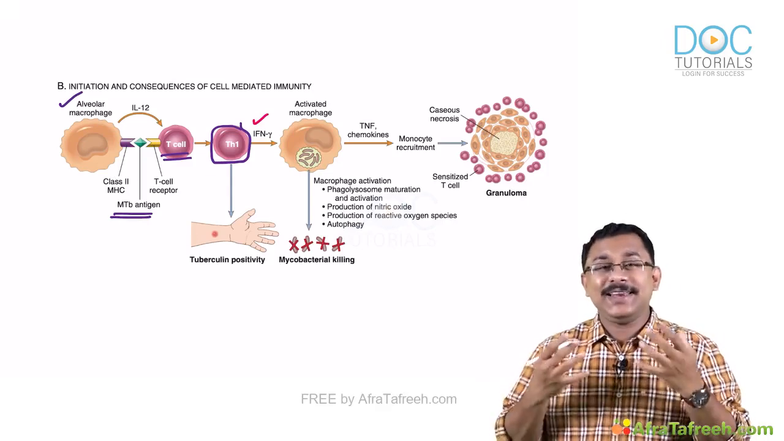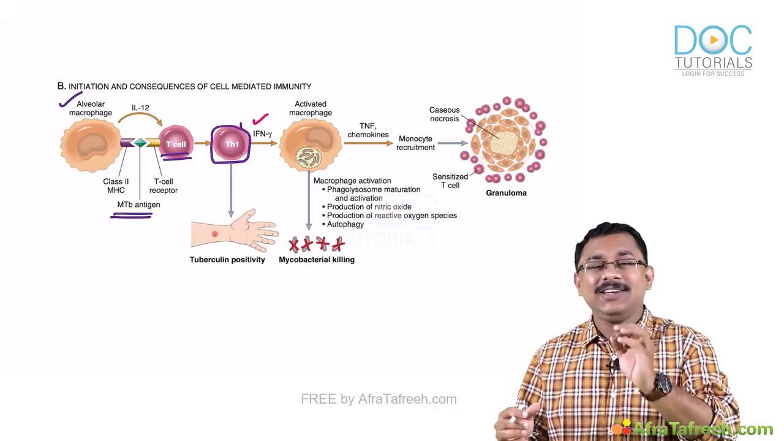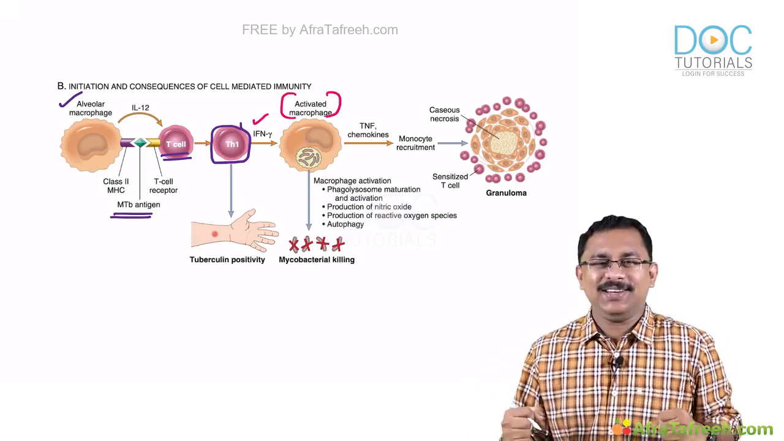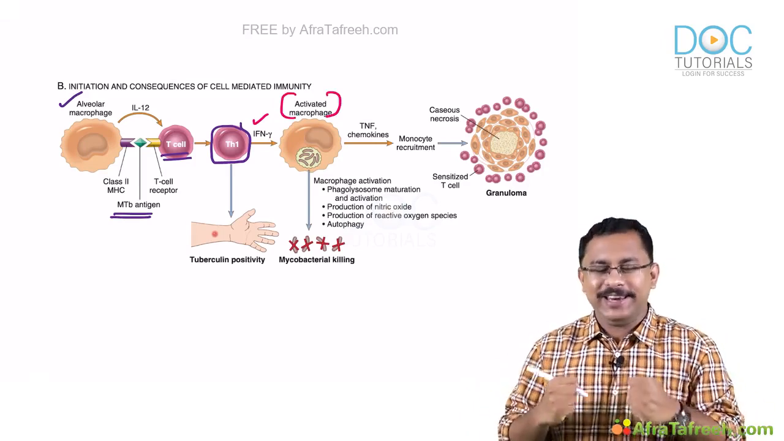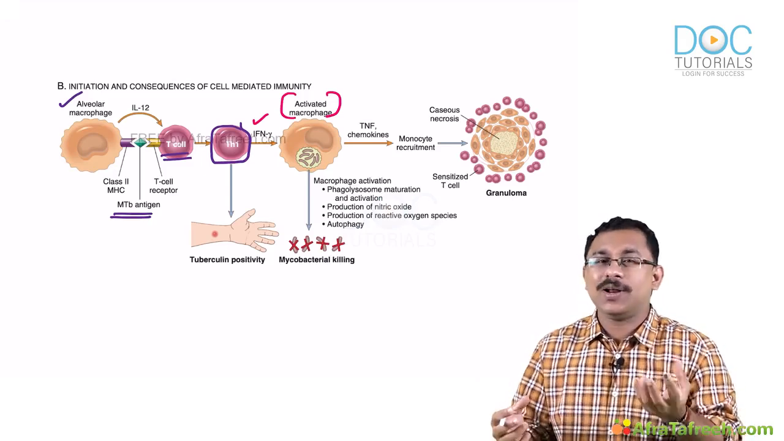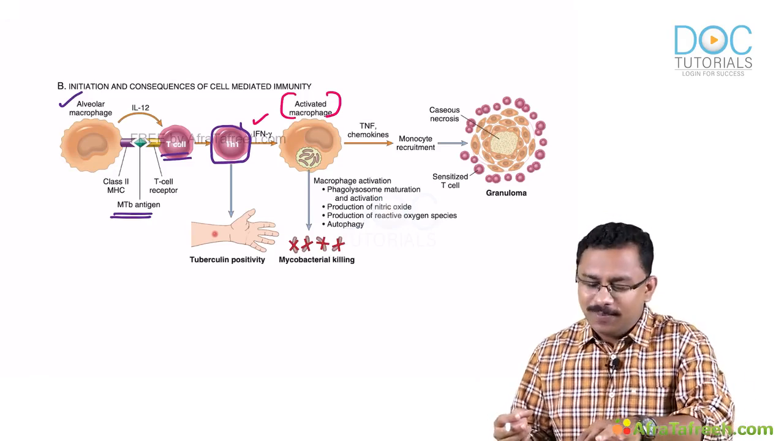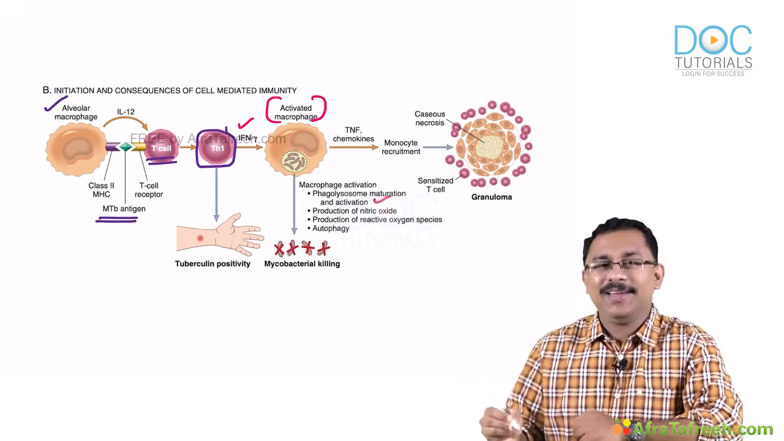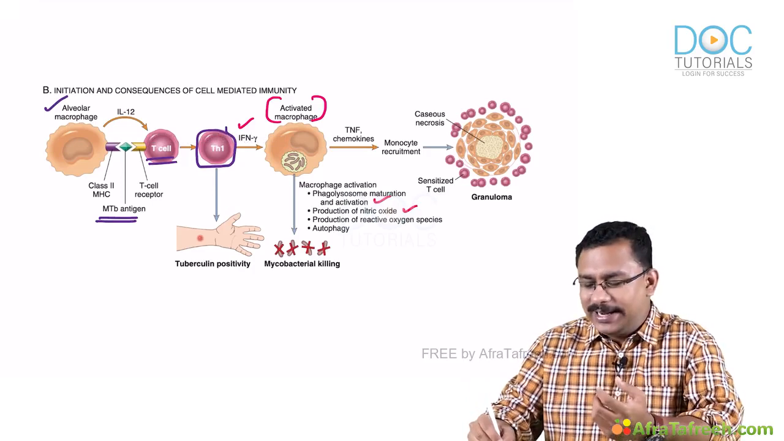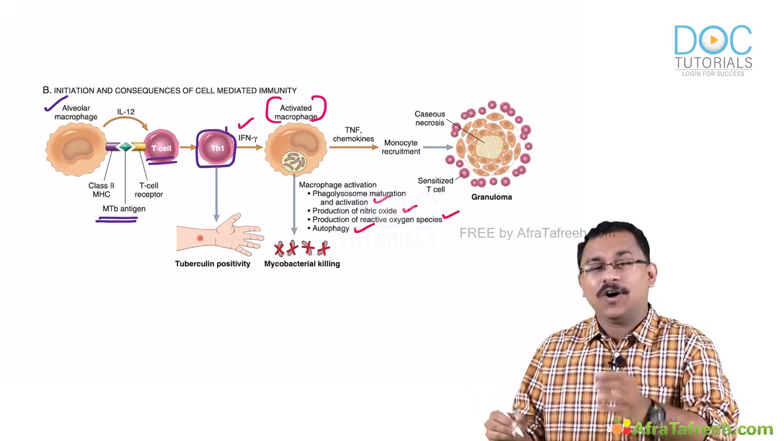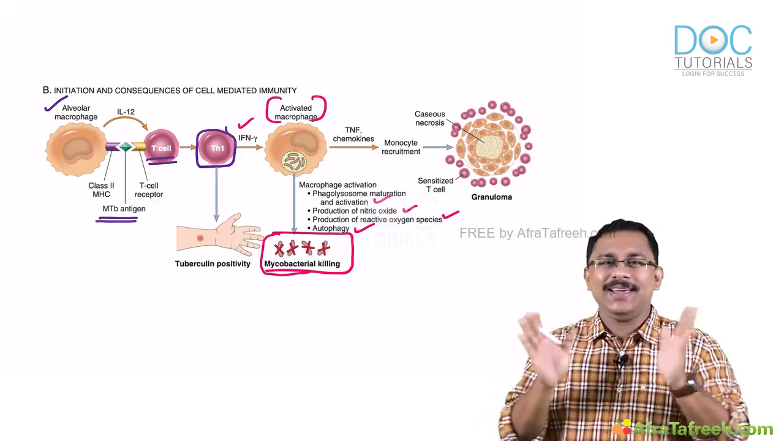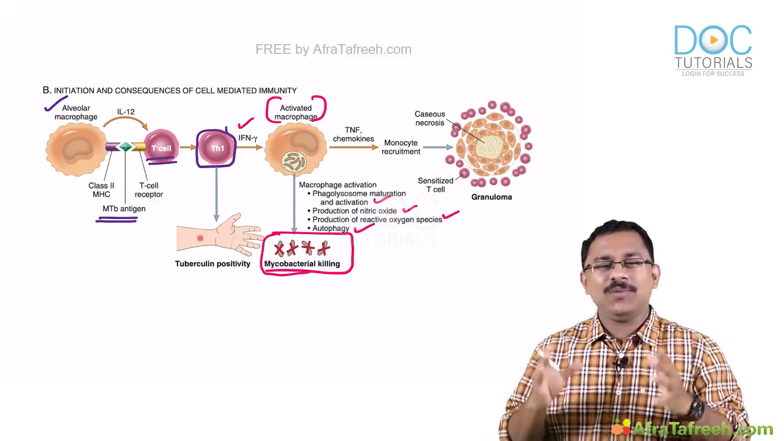When you have release of various cytokines, it results in the activation of macrophages. So your macrophage has now become very active. Mr. X's macrophage has become very active, and this macrophage will destroy or kill your tubercle bacillus. Now, how does it kill the tubercle bacillus? It can be by phagolysosomal activation and maturation, production of either nitric oxide or reactive oxygen species, or by autophagy. That is how it will mediate the mycobacterial killing. So he has got a very good immune system.